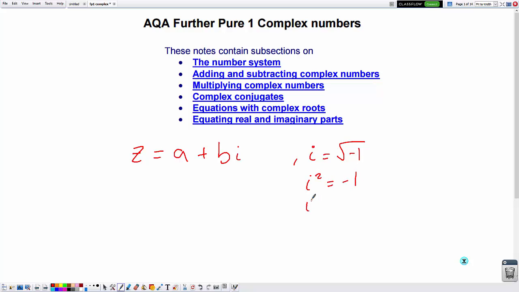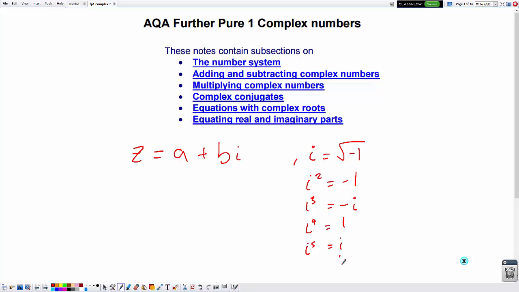We can work out i cubed. That's -1 lot of, it's this times this, so it's -1 lot of the square root of -1, but that's just i, so that's minus i. And i to the power 4, well, we can just take our -1 and square that. That gives us 1. And then i to the power 5, we're back down to, so it's i to the power 4 times i, so that's just i.